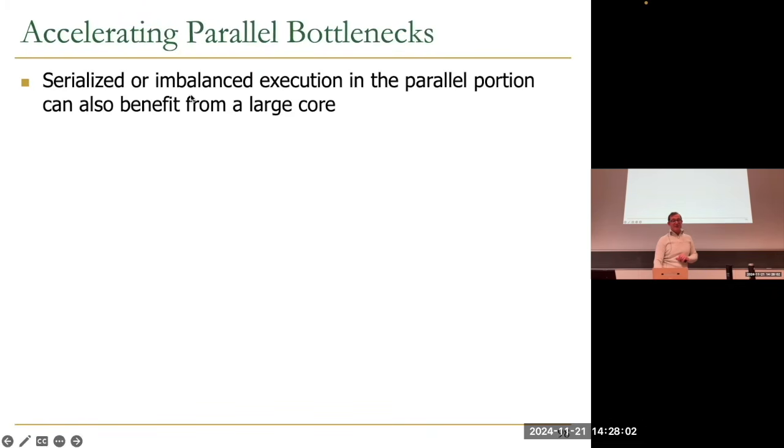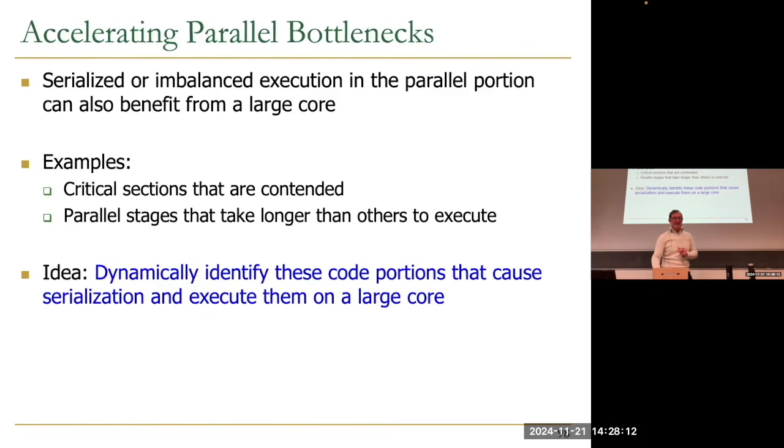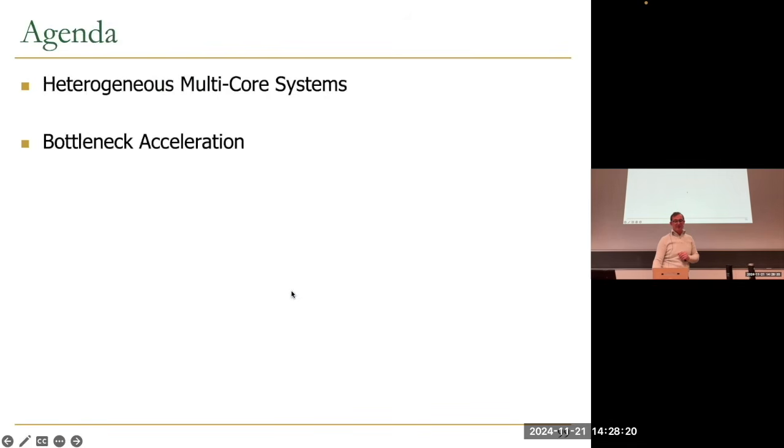Other parts of the code actually can also benefit from a large core. For example, critical sections that are contended, or parallel stages that take longer than others to execute, could be shipped to the large core, right? If you have a large core. And we're going to see that. The general idea that we're going to examine in the rest of the lecture after the break is to dynamically identify code portions that cause serialization and execute them on a large core.